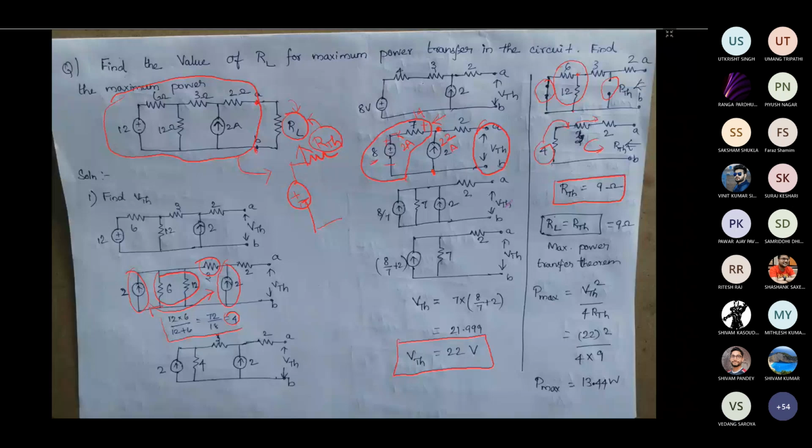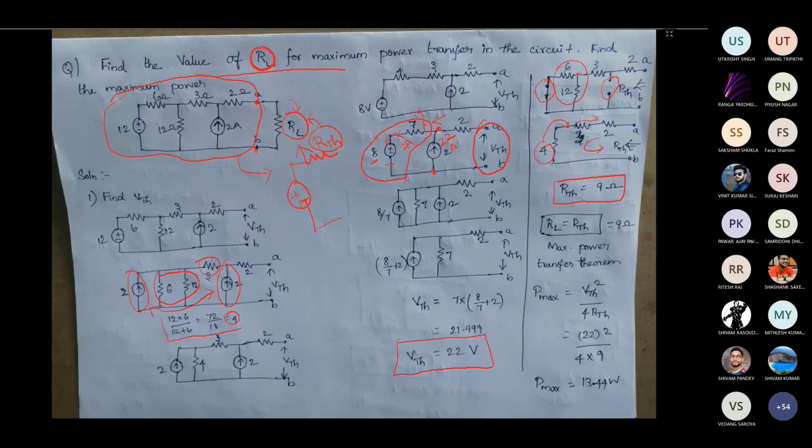In this question, they asked you to find the value of RL for maximum power transfer in the circuit. In order to transfer maximum power to this RL, you should keep the value of RL equal to RTH. So you should keep the value of RL as 9 ohm. If you calculate the power transferred to that load, it is VTH square divided by 4 into RTH or RL. So 22 square divided by 4 into 9, you get 13.44 watts. This is the maximum power that can be dissipated across the load.